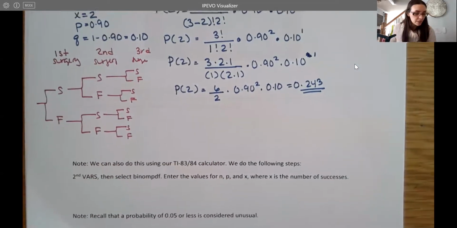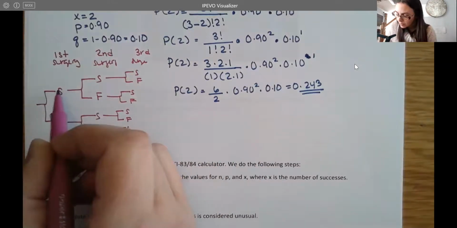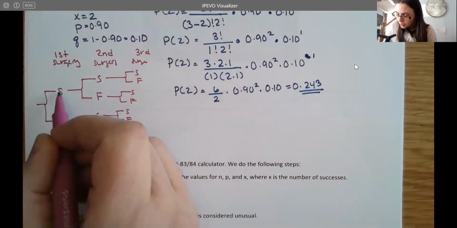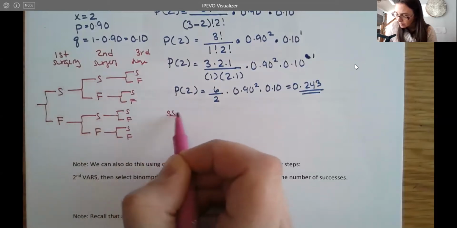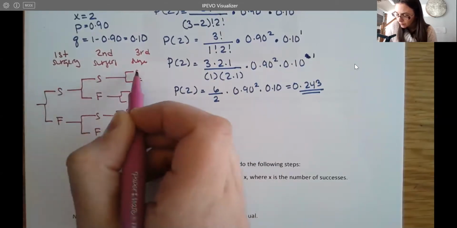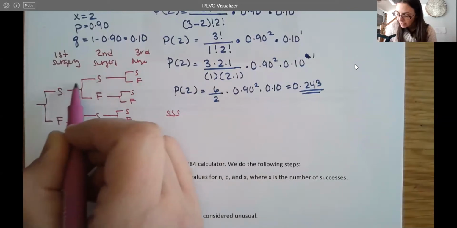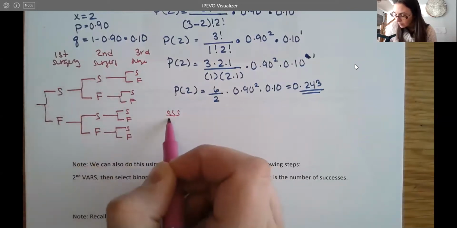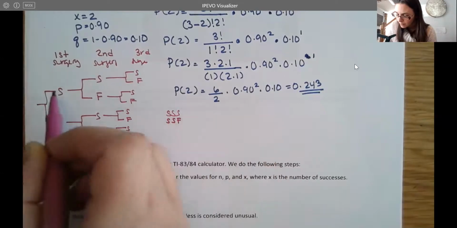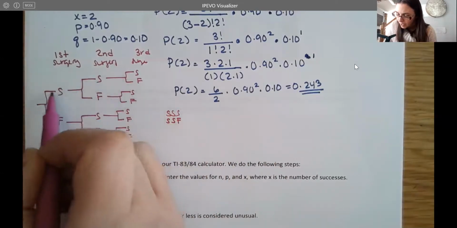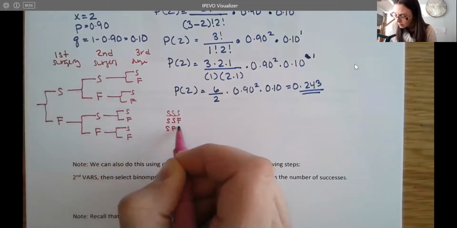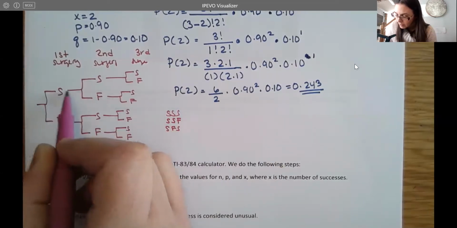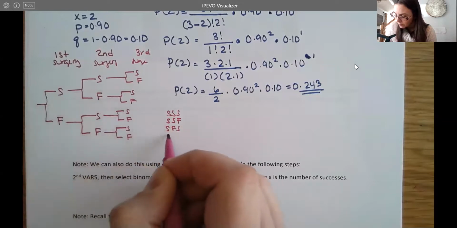So what happens here? So let's look at the different outcomes. So my first surgery is a success, my second surgery is a success, my third surgery is a success. So that's this first group. Then I could have success, success, failure. Then I could have success, failure, success. Or I could have success, failure, failure.